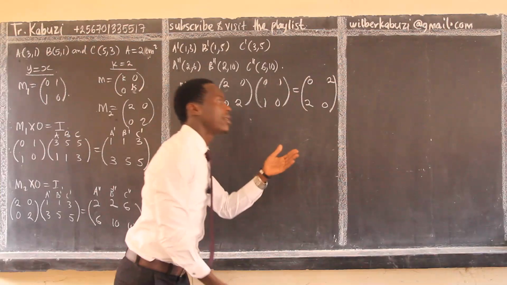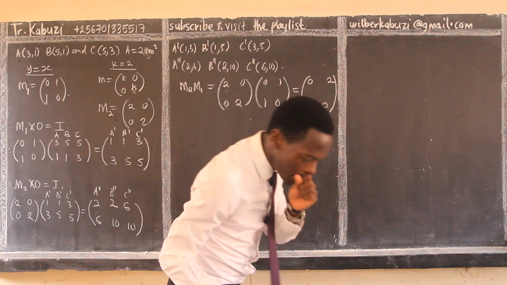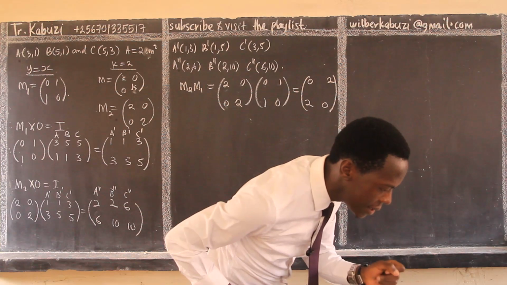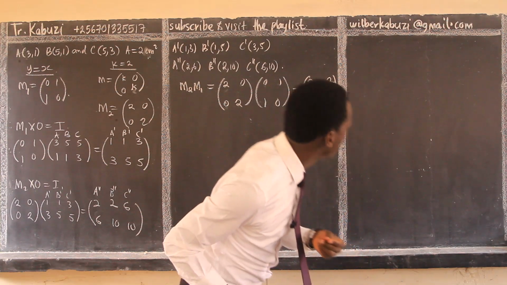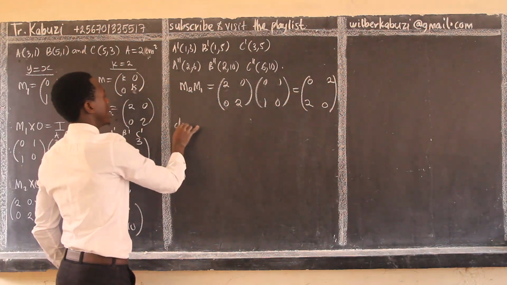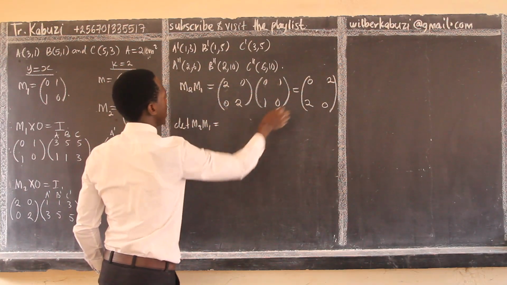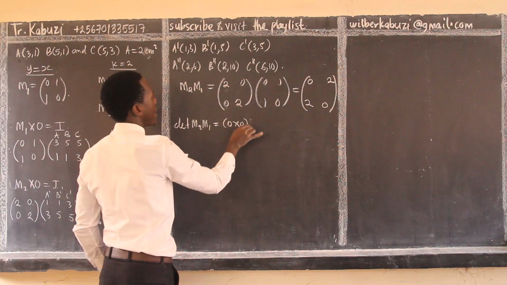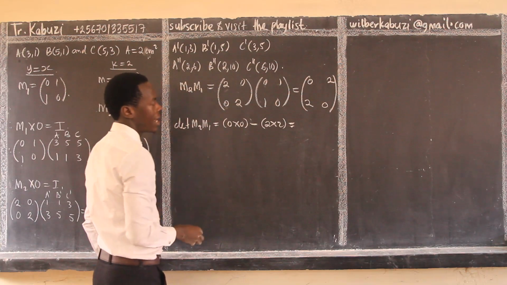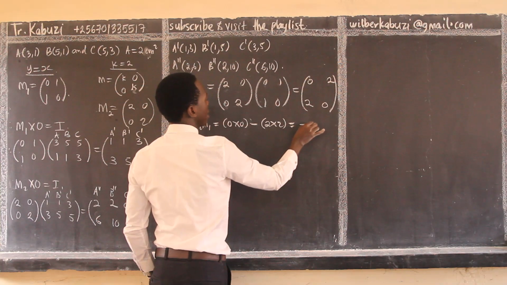But we need the matrix that is going to bring it back to the original position. So we get the determinant of this. The determinant of M2 M1 will be the product in the major diagonal minus the product in the minor diagonal. So this times this, then minus this times this, which will give us -4.